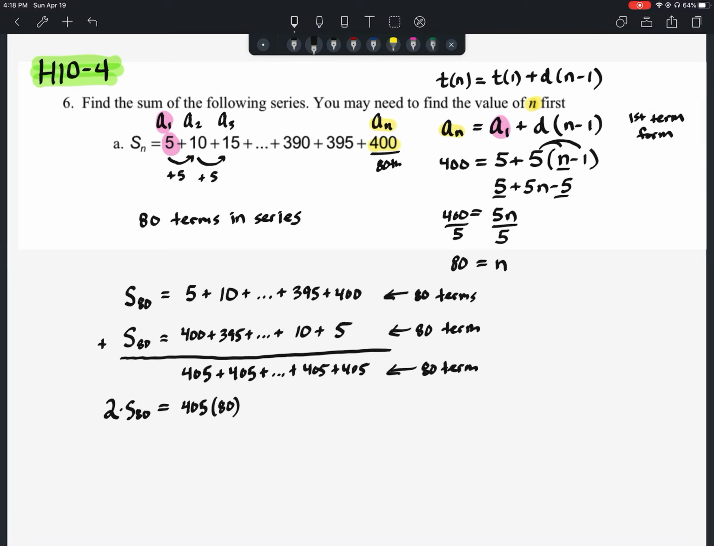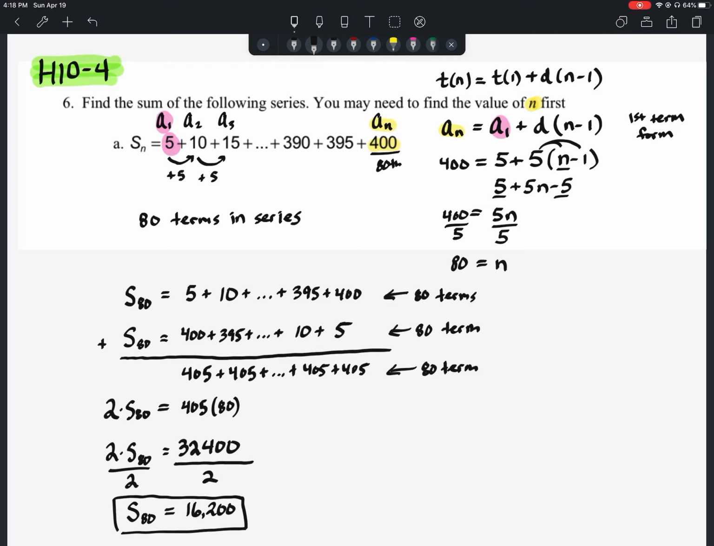Well, first thing we need to do is figure out what 80 times 405 is going to be, and I believe that ends up being 32,400. Use a calculator for that. There's no shame in that at all. We have 2 times the sum of the first 80 terms, and then to get just one set of those first 80 terms, we're going to divide each side by 2. And we get the sum of the first 80 terms should equal 16,200. And that is the answer for that problem.